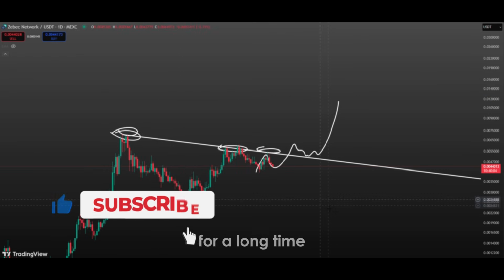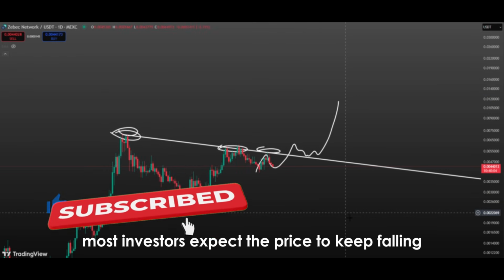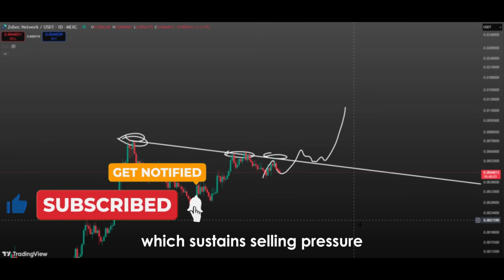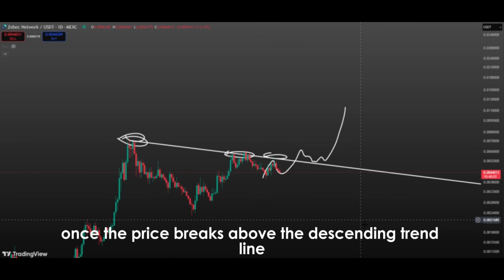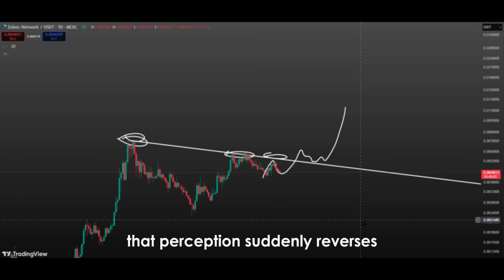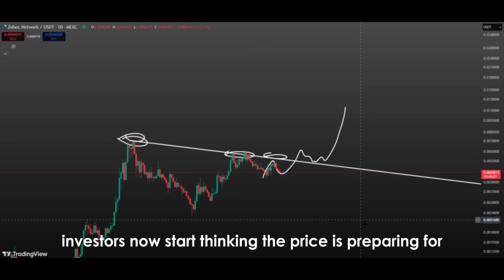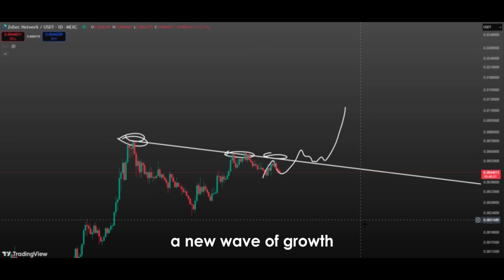When the price moves above this trend line, it essentially shows that the market participants' mindset is starting to shift. For a long time, most investors expect the price to keep falling, which sustains selling pressure. But once the price breaks above the descending trend line, that perception suddenly reverses. Investors now start thinking the price is preparing for a new wave of growth. This causes a serious surge in demand.